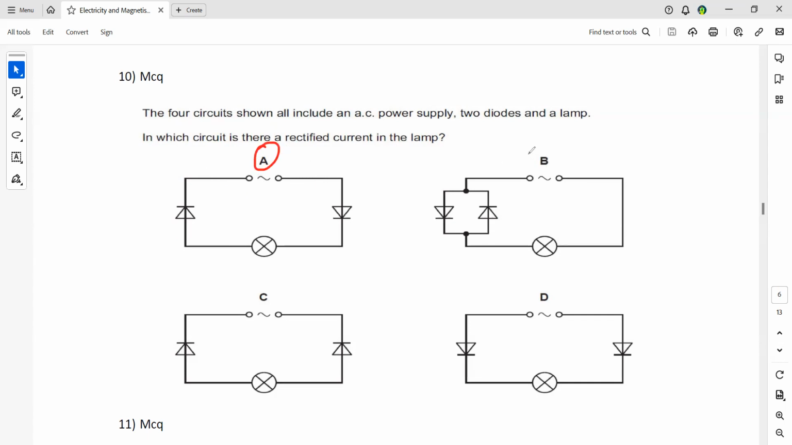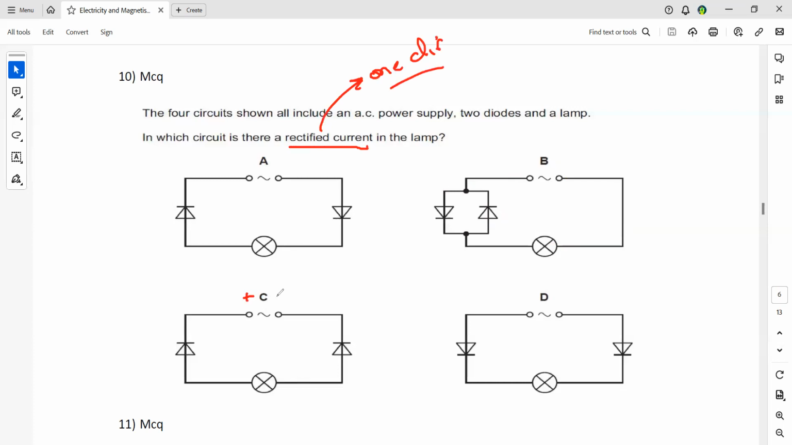Why not B? When we check for B, positive and negative, when the current moves, this diode will allow it. So what is the direction of the current in this way? And if we check the other way around, this diode will allow the current in this direction. So in B, the current can move in both ways. The circuit allows the current to flow in both ways, but we want a rectified current. The term rectified means we want the current to move in one direction.